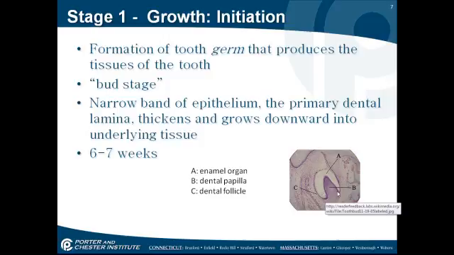A is the enamel organ. Do you remember that we saw something about the enamel? So this is the enamel. B is the dental papilla, and C is the dental follicle. Different things that are names of the part of this tooth as it's forming.